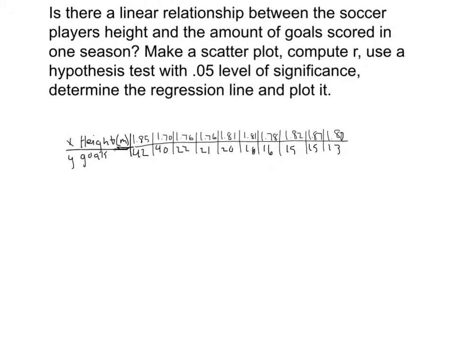Okay, so I'm doing chapter 10, and the question I am asking is if there is a linear relationship between the soccer player's height and the amount of goals scored in one season. Then I ask for you to make a scatter plot, compute R, use a hypothesis test using 0.05 level of significance, and determine the regression line and plot it. Okay, so what is first is we have to find R. And with R, you'll also find R squared, B, and A.